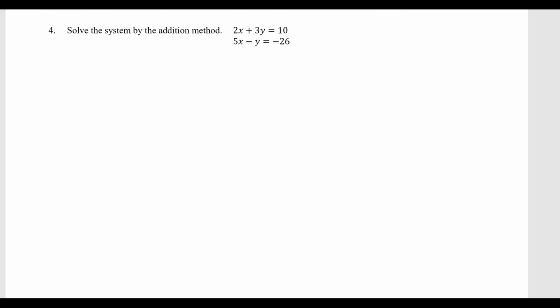Okay? So let's look at the same system of equations. 2x plus 3y is equal to 10, and 5x minus y is equal to negative 26. Notice I already have x's lined up and y's lined up on the same side of the equal sign. So I either want to make the x's the same number, just opposite signs, or I want to make the y's the same number, opposite signs. In this case, it is going to be much easier to make the y's the same number, opposite signs, because notice I can multiply the top equation by a 1 and the bottom equation by a 3.